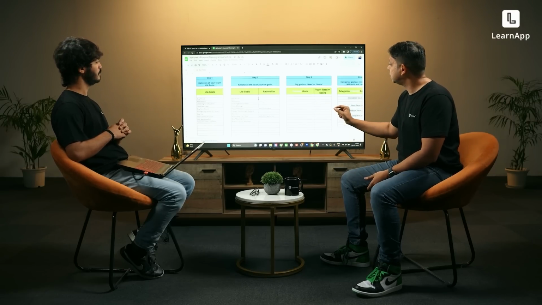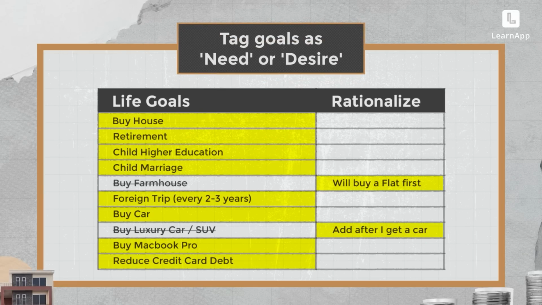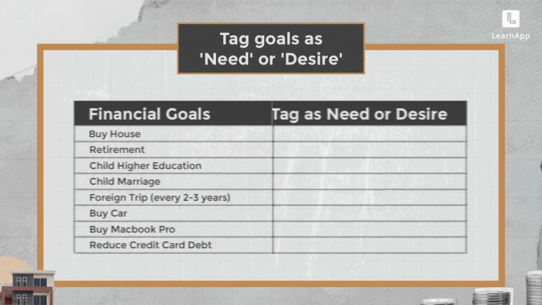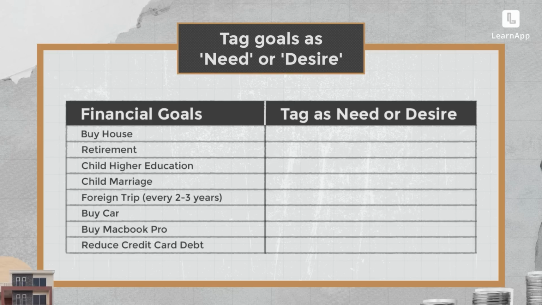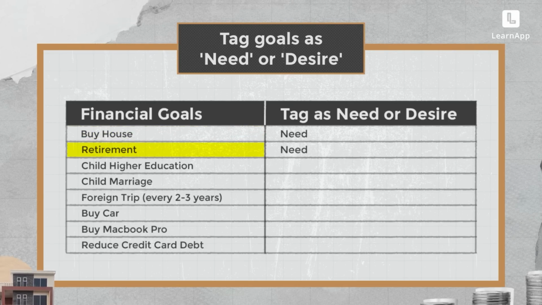Yes. Which makes sense. So you take all of this, copy it, and then tag it as a need or a desire. Okay, so what are the needs over here? What are the desires? Okay, so buying a house is my need. Retirement, well of course, long term.